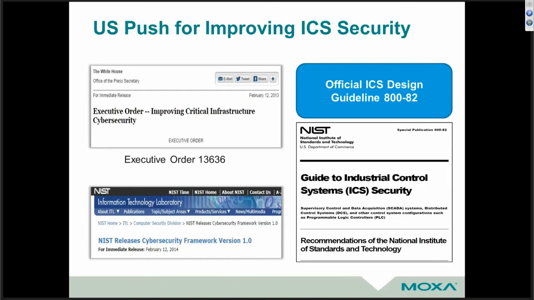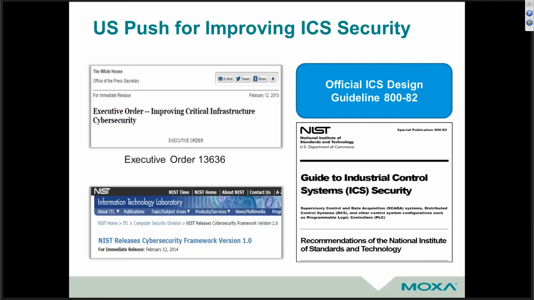So recognizing that there is a need for ICS security, the U.S. has been pushing over the last several years to improve ICS security. Back in 2013, the President signed an executive order that called for the development of a framework that could be used by ICS companies to improve security in critical infrastructure. About a year later, in 2014, NIST released the first release, the Guide to Industrial Control System Security, 800-82. This is another very good resource for you to go out on the internet and download the security standard and take a look at what's inside.